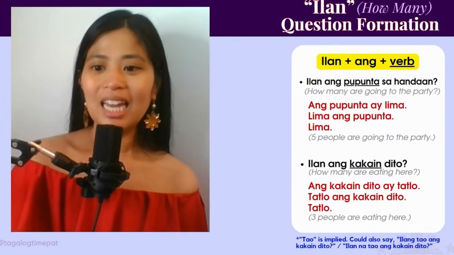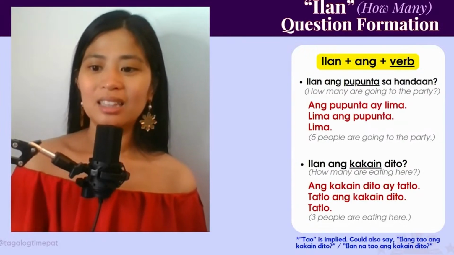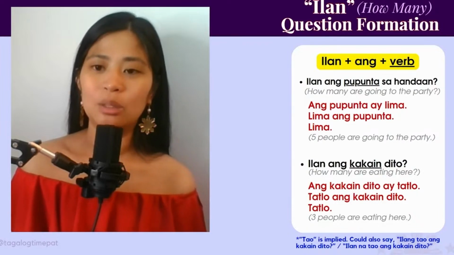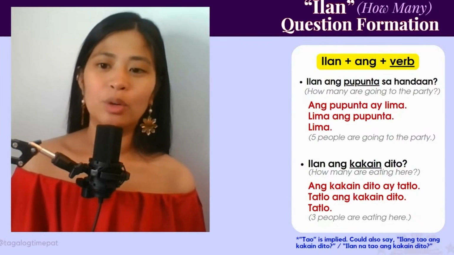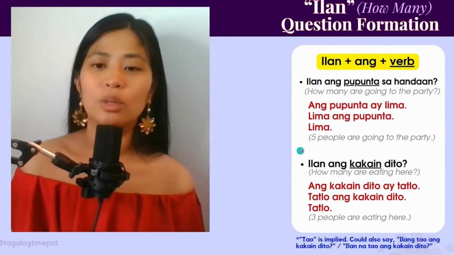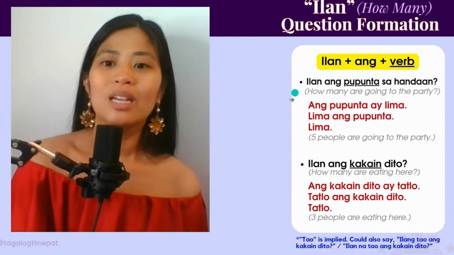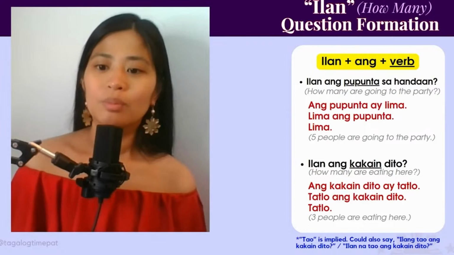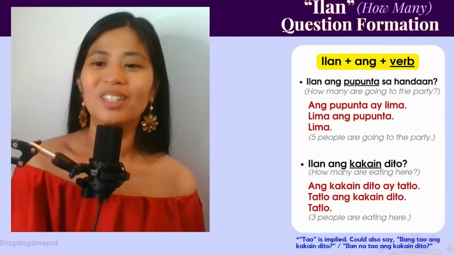Like ilang tao ang kakain dito or ilan na tao ang kakain dito. Those just kind of make it a little bit more complicated. If you want to just get straight to the point of the question, you don't have to add the word tao. It's kind of implied. So, ilan ang pupunta sa handaan? Ilan ang kakain dito? It's asking about the people. Okay.